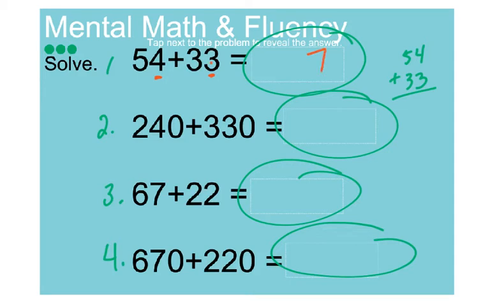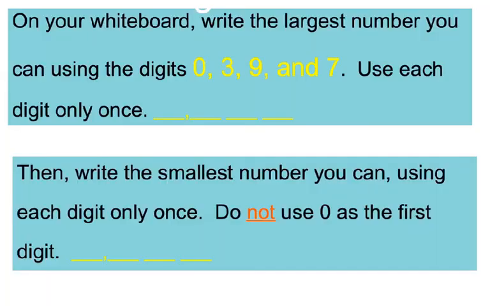4 plus 3 is 7, and then I look at the tens place. 5 and 3 is 8. Same thing here, look at the ones place. 0 plus 0 is 0, 3 plus 4 is 7, and 3 and 2 is 5, 570. Number 3 is 89. And number 4 is 890. Go ahead, erase your whiteboard.